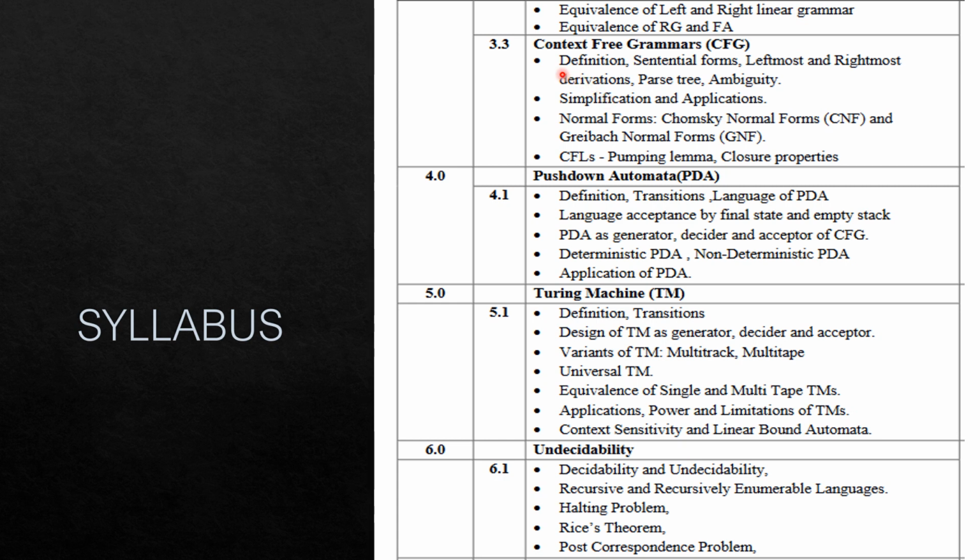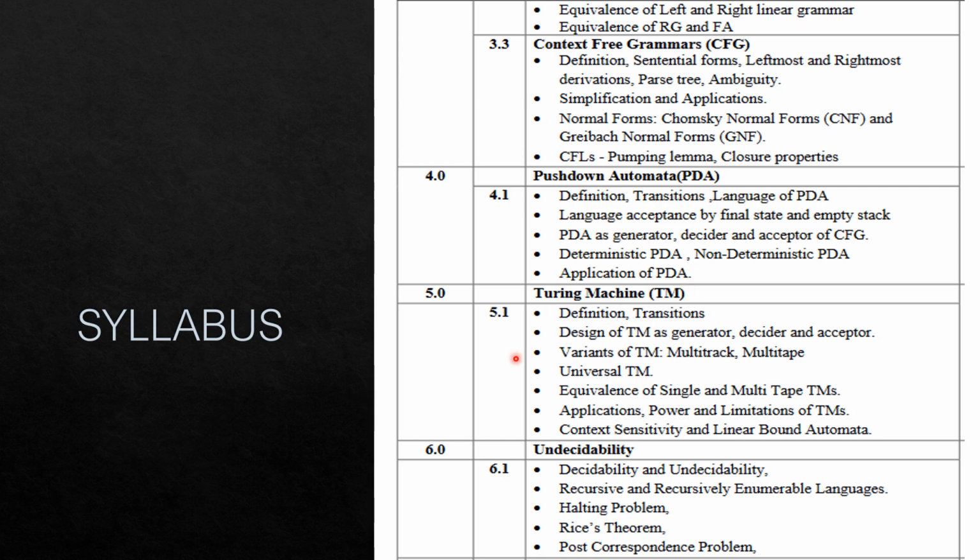So in this module, that is the third module, we will be seeing context-free grammars, which is an input given to our push-down automata. In the fourth module, we will be actually designing the various push-down automata machines or the mathematical models and seeing the applications of PDA, that is push-down automata.